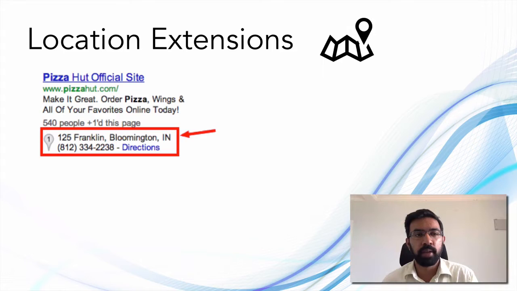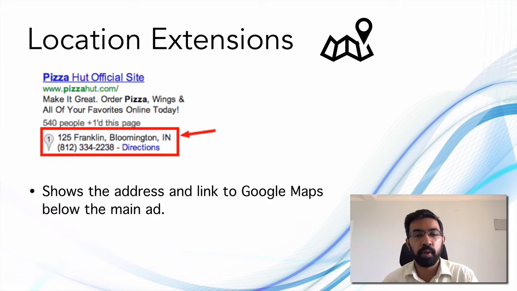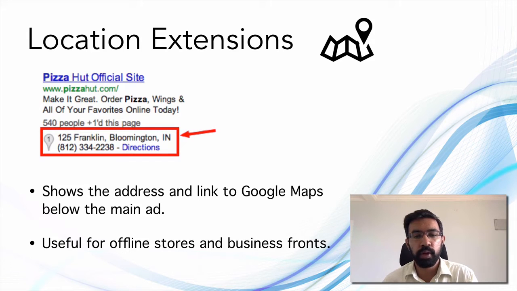So the next type of ad extension is location extension. Location extensions are good if you have a physical storefront. Here you can see someone is searching for pizza and Pizza Hut official site is showing up. Automatically based on their location, the nearest Pizza Hut store is also shown here. For this, you have to link to Google Maps, and this shows the address and the Google Maps link below the main ad. So it is useful for offline stores and business fronts.